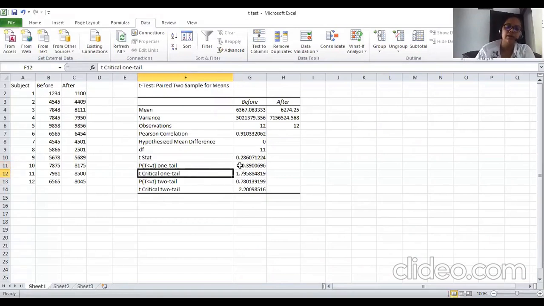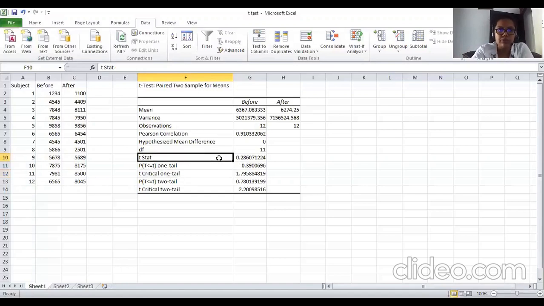But here we are not sure, we don't have such a direction. The only thing we are going to look into is whether there is a statistically significant mean difference between the before and after situations. So there is no such direction. And if you are not sure whether you are going to look at a direction or not, what is recommended is to look at the t-stat value here, the two tail values, rather than the one tail value.